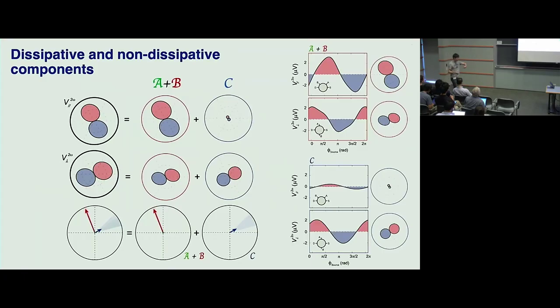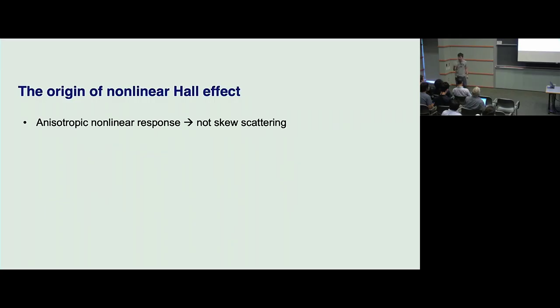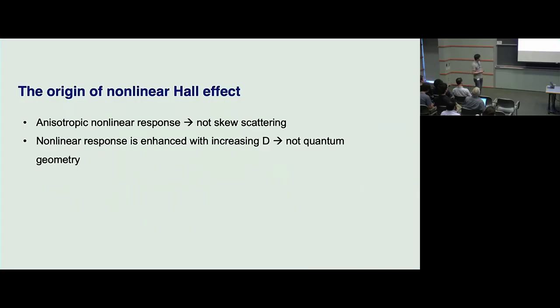And then the next question will be, what is the microscopic origin of this nonlinear Hall effect, right? So given the time constraint, instead of showing you all the data that we have, let me just walk you through our thought process. First, the nonlinear response is clearly anisotropic, right? So rotational symmetry is broken, which means that you cannot be skew scattering because this requires C3 being preserved. And also, the nonlinear response is actually enhanced with increase in D, which means that this cannot be quantum geometry because that will have an opposite effect, right?